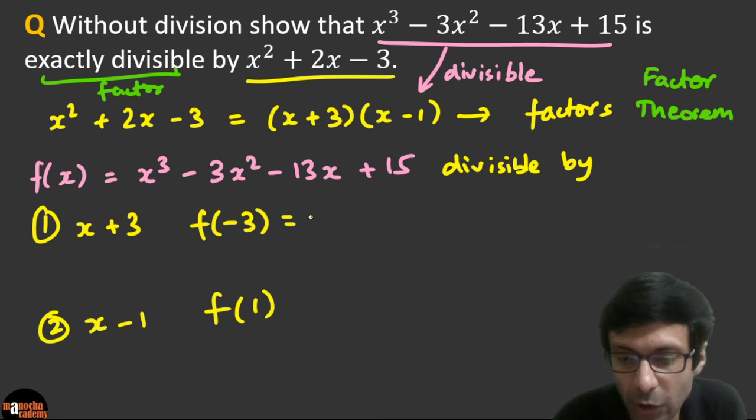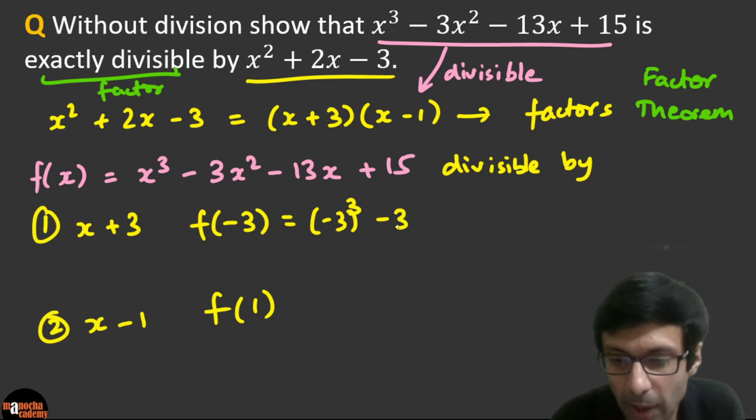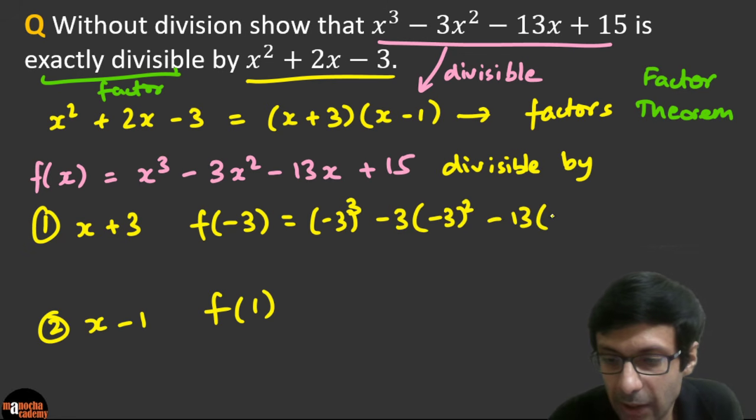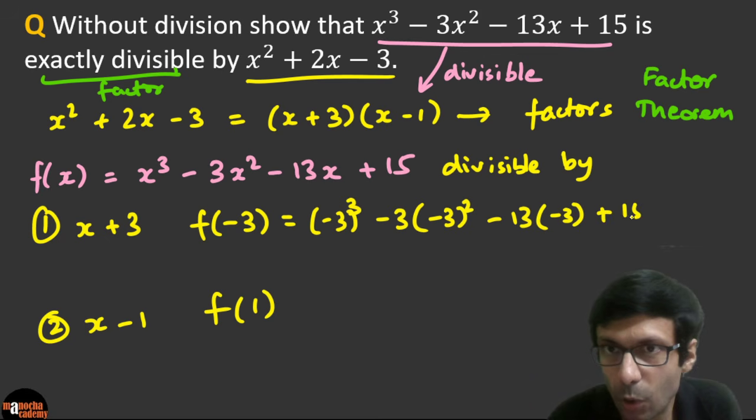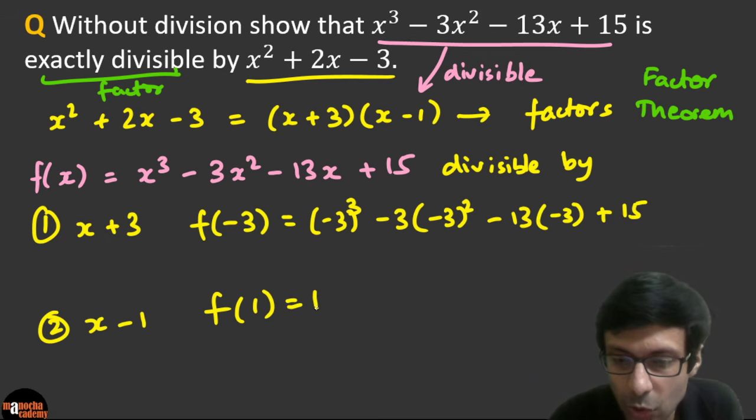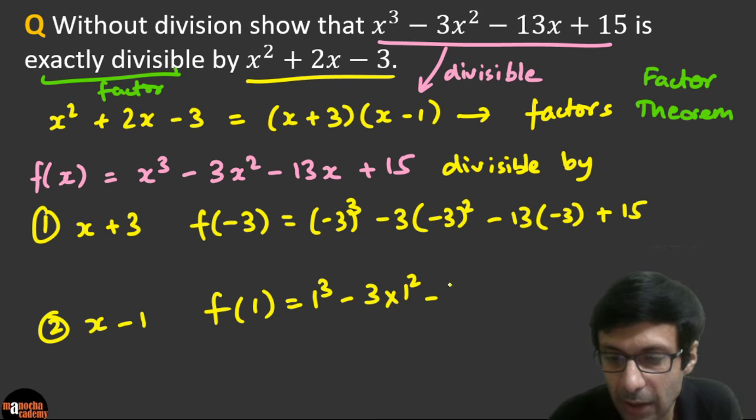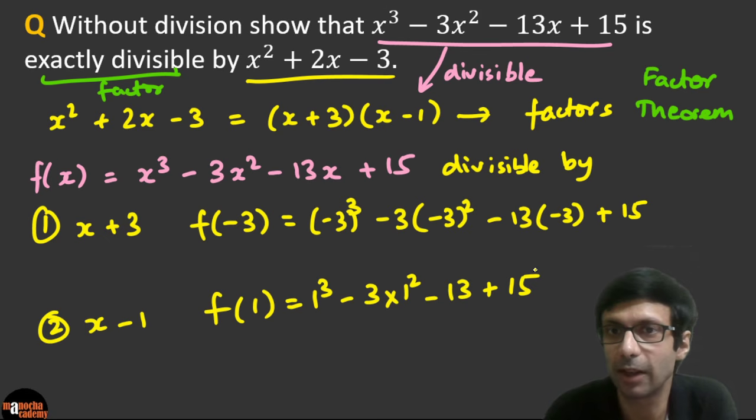So basically you just need to substitute minus 3 in the polynomial. So minus 3 whole cube minus 3 times minus 3 square minus 13 times minus 3 plus 15 and so on. And same way here for 1. So 1 cube minus 3 times 1 square minus 13 plus 15. Okay, guys, so that's what you need to check here.